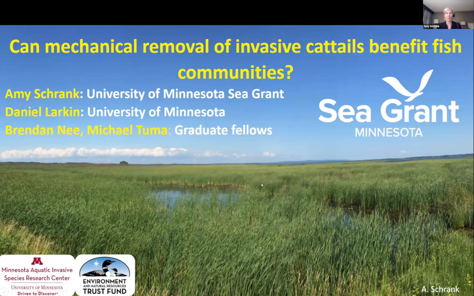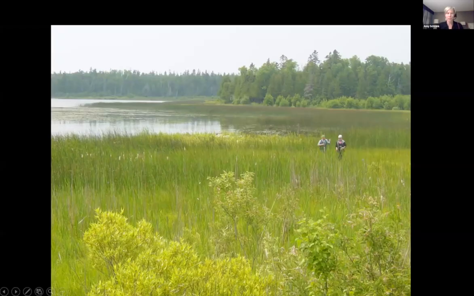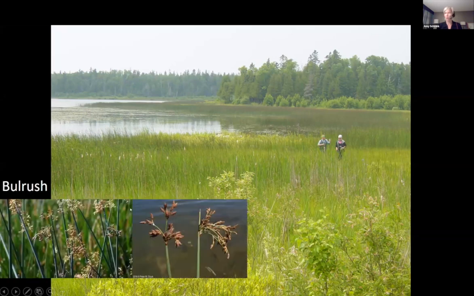So first, I want to start with what a healthy nearshore ecosystem should look like. And that is what this photo is showing you. You can see lots of different plants along the shoreline. You can see a few cattail here maybe. And as you look across the water, you see this brown top plant, which is bulrush. Bulrush has historically been the sort of dominant plant in Minnesota ecosystems in the nearshore zone.